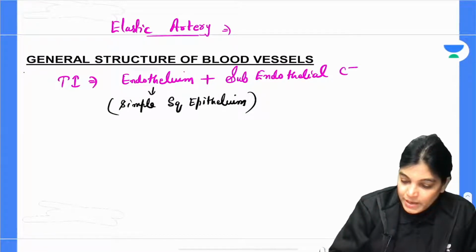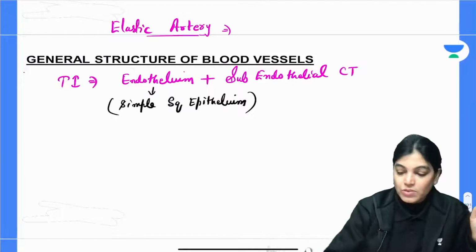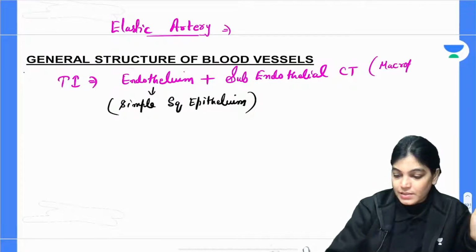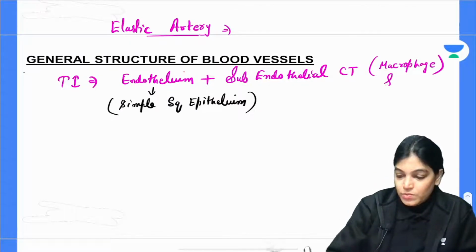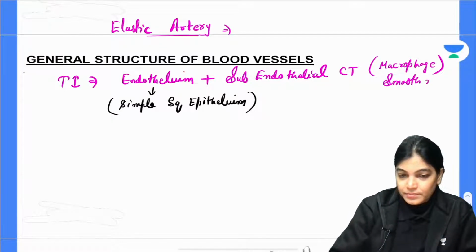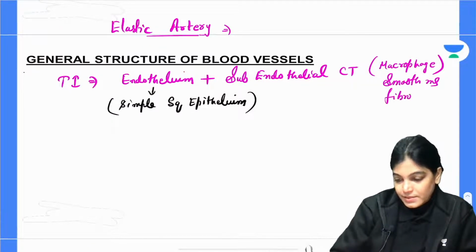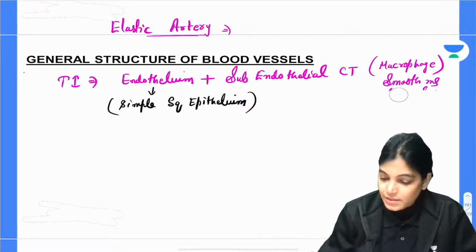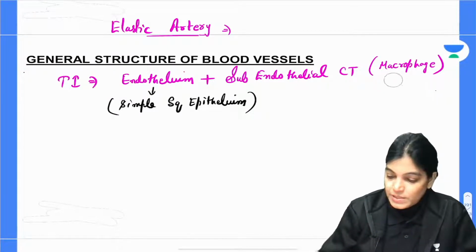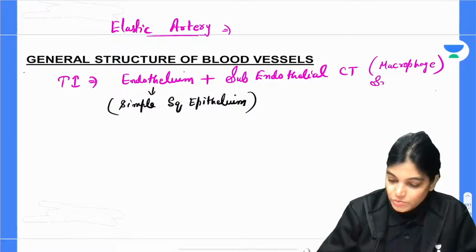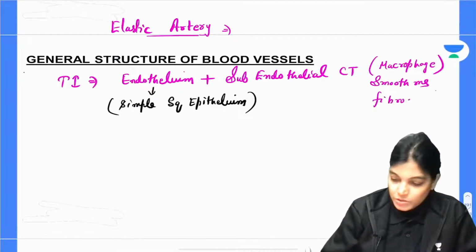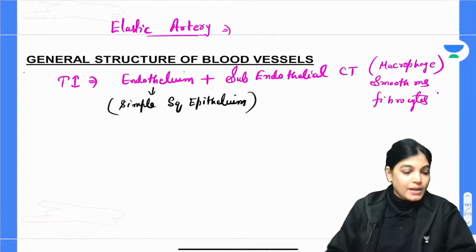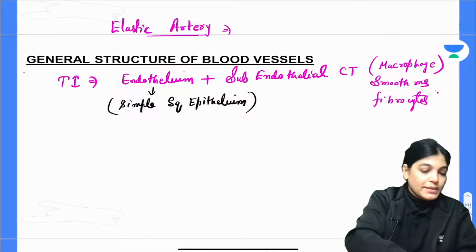It has subendothelial connective tissue, which also contains macrophages, smooth muscles, and fibrocytes. Let me write it clearly: smooth muscles and fibrocytes. Is my writing okay? Can you understand it? Please let me know, my dear aspirants.